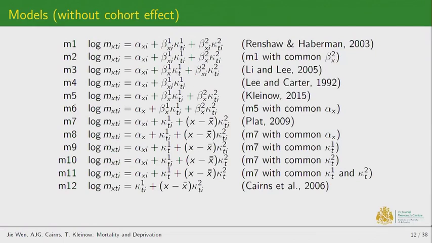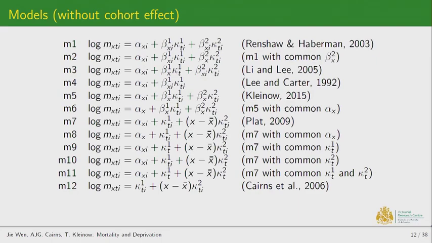So here they are. These are the 12 models. Model number one is right at the top there. That, of course, is the Renshaw and Haberman model. And then all the others, up to model M6, the differences to model one are just that some of the parameters have no index i. So it's a bit of an eyesight test maybe for the people in the back of the room. If you can't spot it, the i's just disappear. So it's a spot the difference competition.